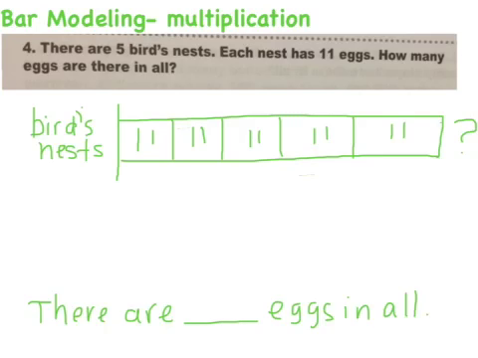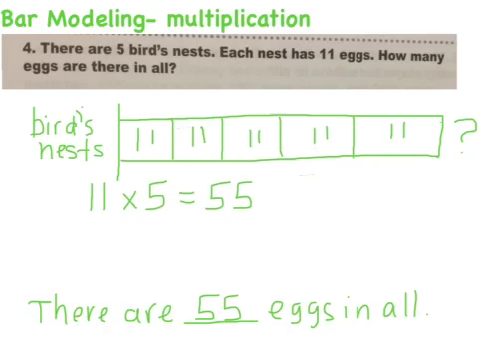So below in my space, I'm going to do my computing, and I will do 11 times 5, and I'm going to get 55. Then I'm going to take my answer, and I'm going to write it down in my sentence. And then I'll reread my sentence, and it says there are 55 eggs in all.